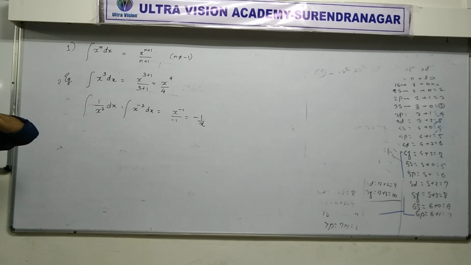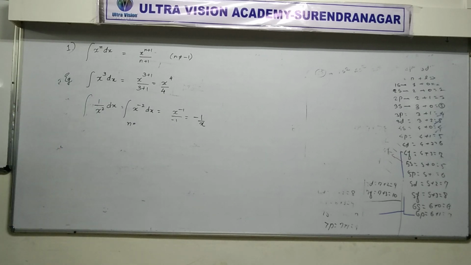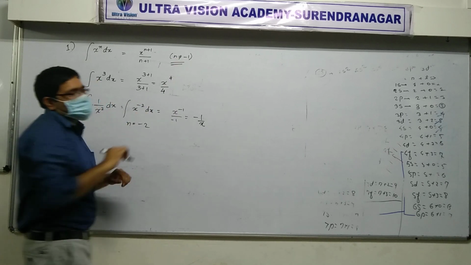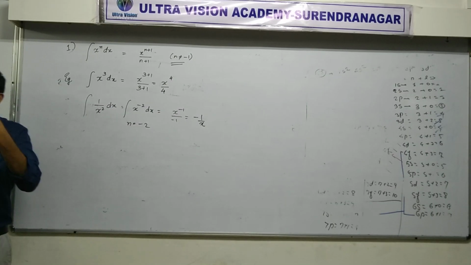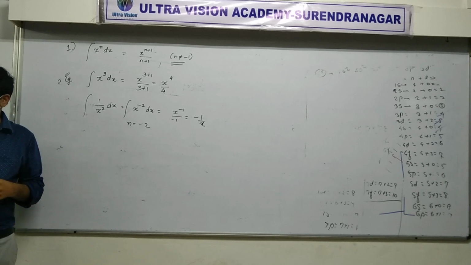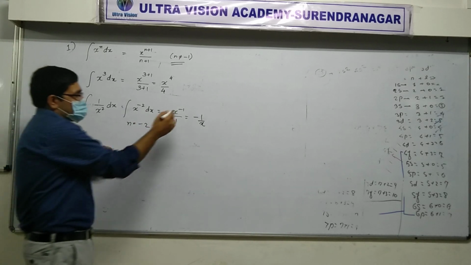n is not equal to minus 1. So here when we compared, what was the value of n? Comparing 1 by x square, the value of n is minus 2. The problem will be when n is minus 1. n should not be minus 1. n should be anything else but not minus 1. And here n is minus 2. So is that a problem? No. Fine. Understood?